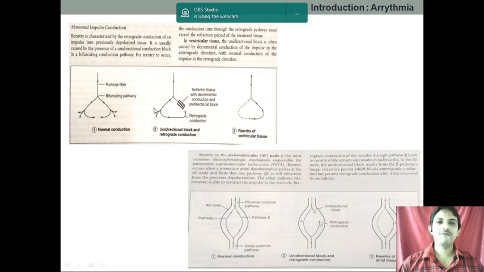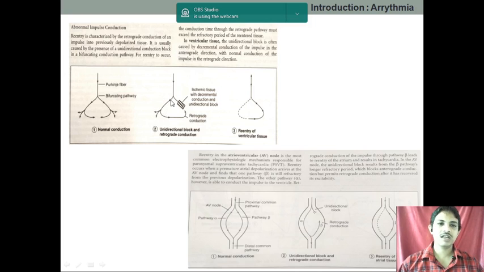Now, if in a region there is a unidirectional block in the ventricular tissue, clear? Unidirectional block means the impulse is not able to come through here. Then what will happen? That will cause retrograde conduction.